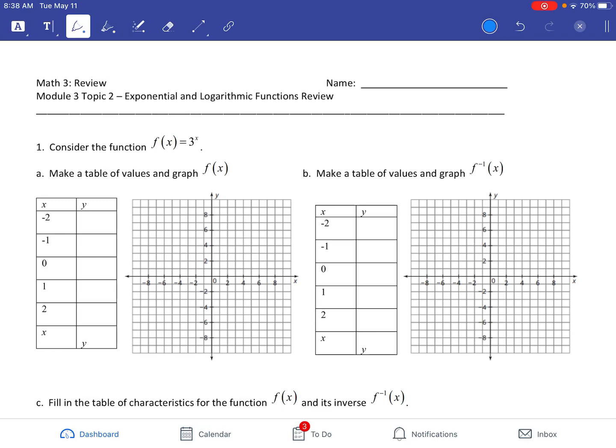So this is the review for Unit 7. We're dealing with exponential and logarithmic functions. The first thing we're going to do is consider the function f of x equals 3 to the x power. We're going to make a table of values for this and graph it.